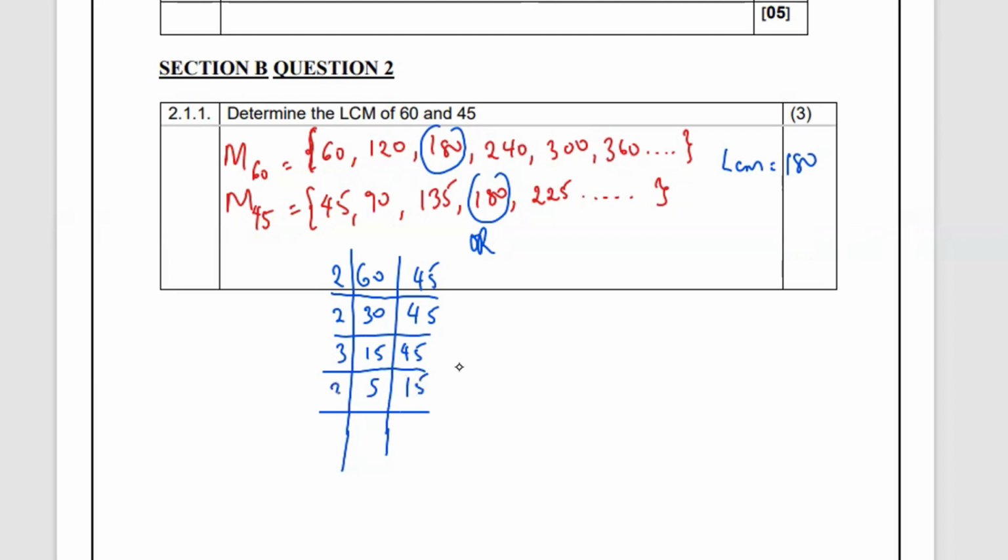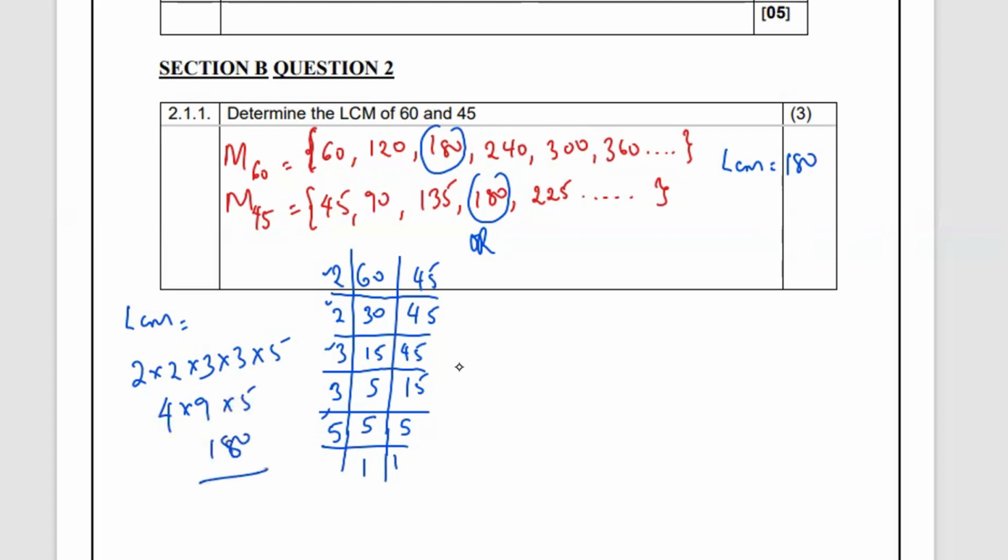Then I can use 3 again. 3 cannot go into 5, so I'll maintain the 5, but 3 goes into 15. Those are 5 times. And then I use 5, everything reduces to just a 1. Then I take the numbers that I was using to divide, and I multiply them. So my LCM is going to be 2 times 2 times 3 times 3 times 5. So this is going to be 4 times 9 times 5, which is 180 still.